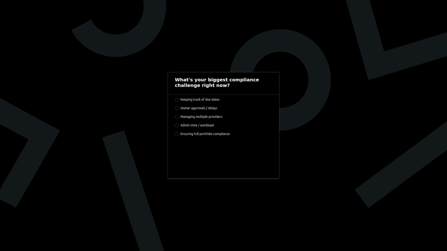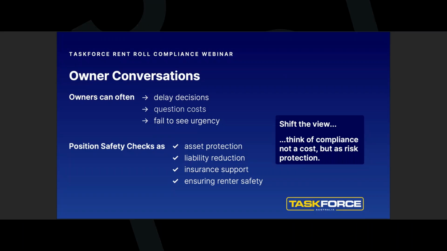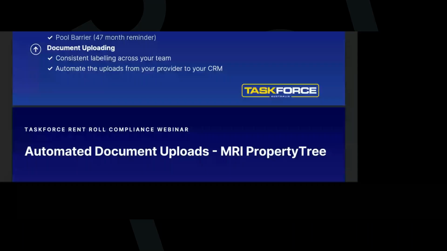So owner approvals and delays, yeah, it's definitely one that we see quite often here at Taskforce as well. I'd be interested to know how many of you that use multiple providers feel like that's a challenge or whether you think it's a benefit. Yeah, owner approvals, it looks like the one to go through. All right, if anyone else wants to get their vote onto that quickly, pop that in. All right, fantastic. Thanks for that. I won't worry too much about sharing those results. We'll get straight back into the webinar.